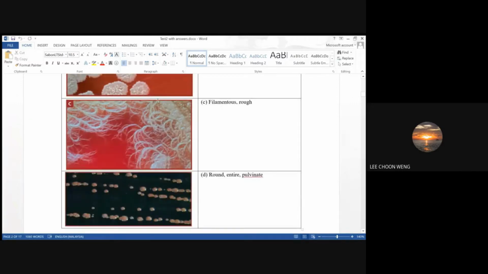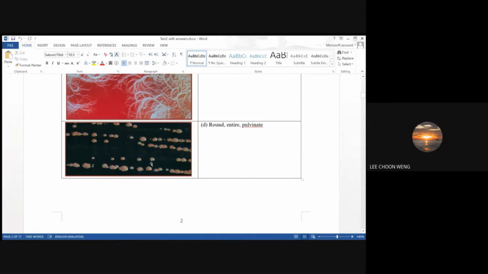Here, most important characteristic is filamentous, rhizoid. Okay, and the surface is rough. Here it's round. The colony is round. Boundary is entire. And it's pulvinate because it bulges up higher than a normal convex does.